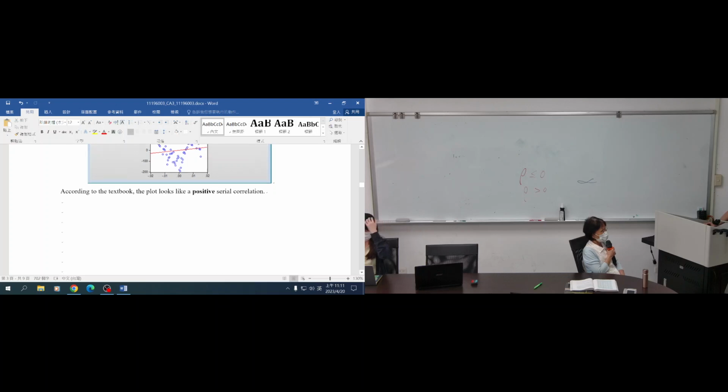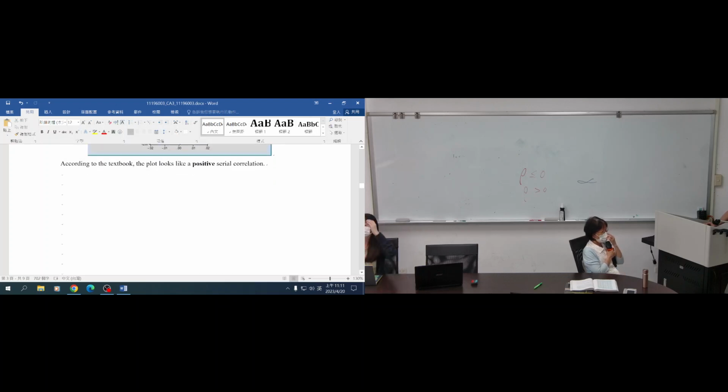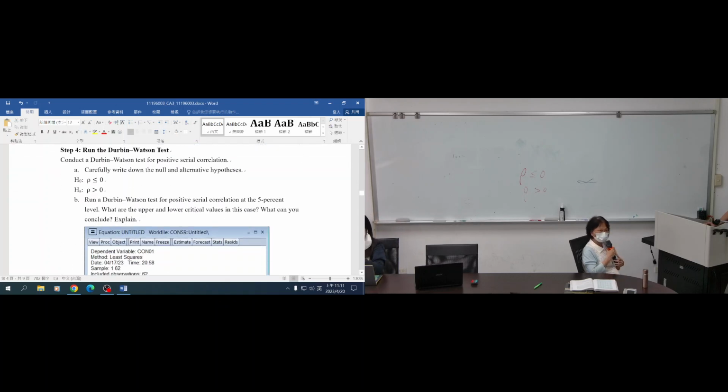According to the textbook, the plot looks like a positive serial correlation. You're the one John just showed. Yeah, it's really positive correlation. That diagram is good. All right, go on to the next step.